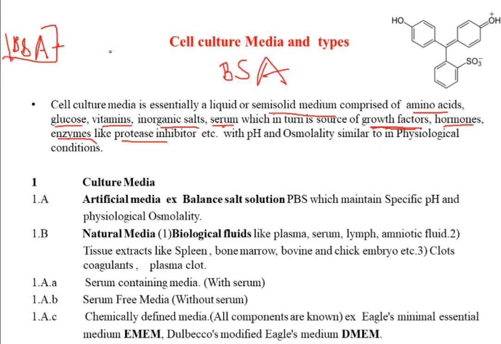Growth factors stimulate the cell to divide. Then it is having hormones. So these hormones maintain the cell. It provides a particular physiological condition. It provides a particular physiological function. Then it is having enzymes. The examples of enzymes are like protease inhibitors. All this is functioning or catalyzing the cell growth and cell division, and for that reason we add a serum.